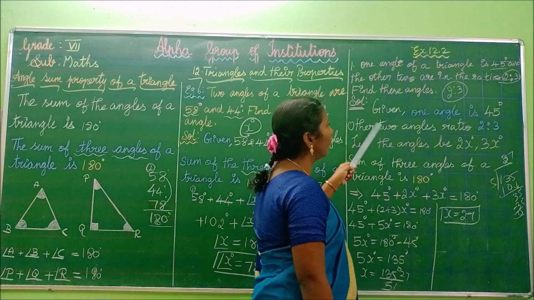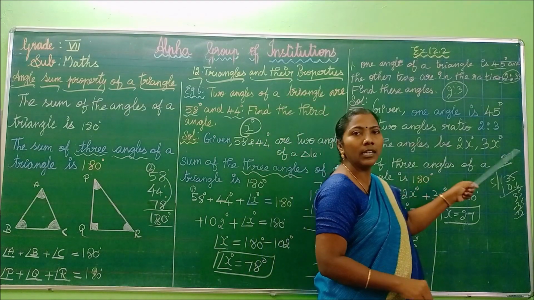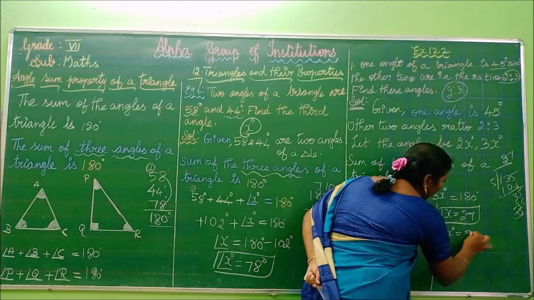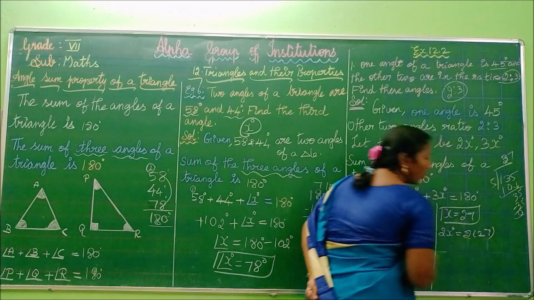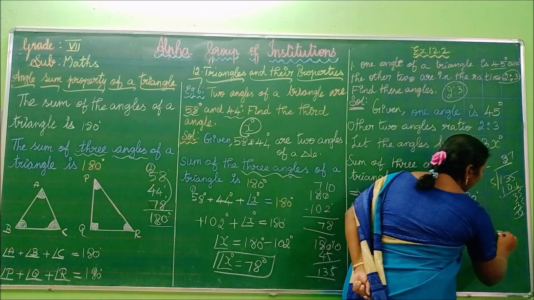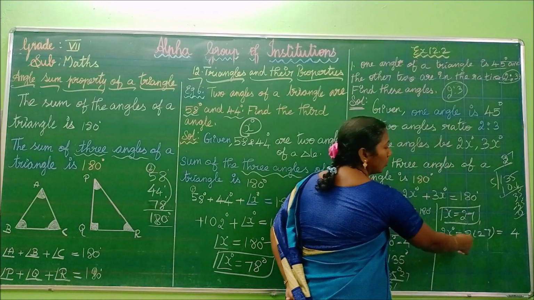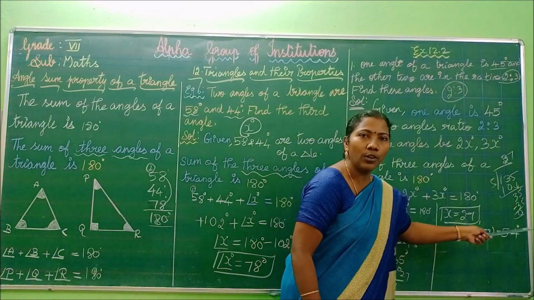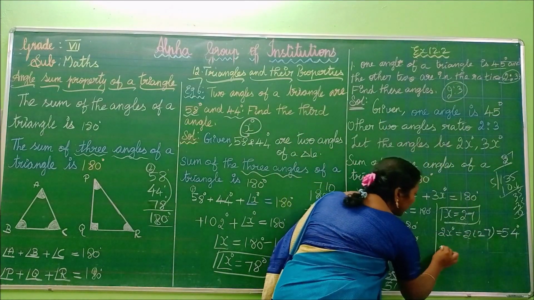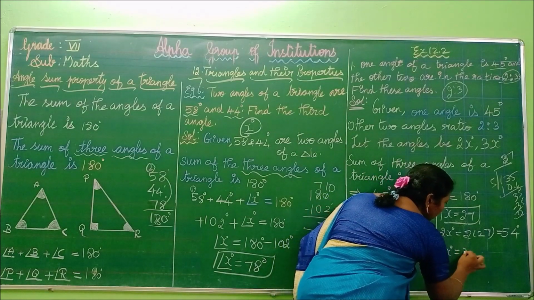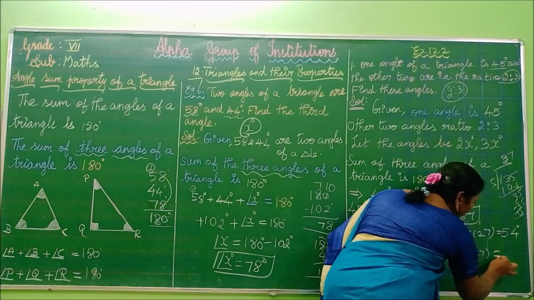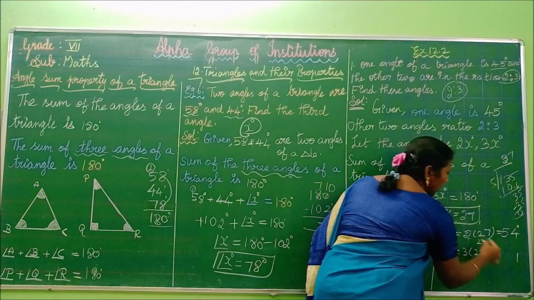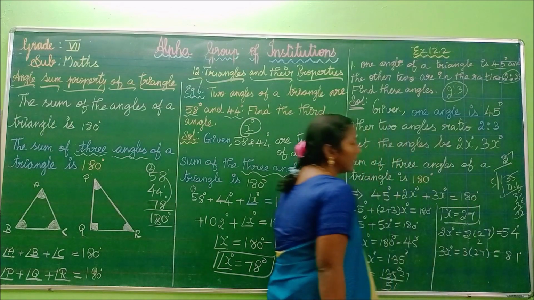But what are the angles we have to find? 2x and 3x. So 2x degrees equals 2 into 27. 7 twos are 14, remember 1, 2 twos are 4, 4 plus 1 is 5. So one of the angles is 54 degrees. What is the other angle? 3x. So instead of x, substitute 27. 7 threes are 21, remember 2, 3 twos are 6, 6 plus 2 is 8. So our answer is 81 degrees.